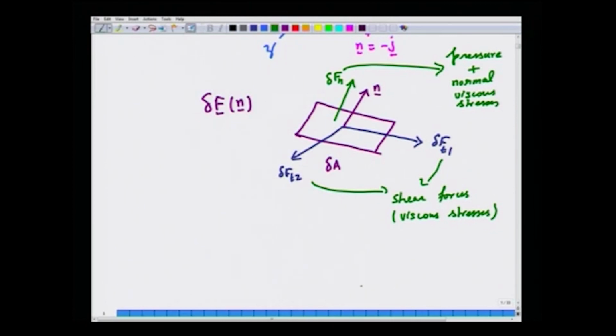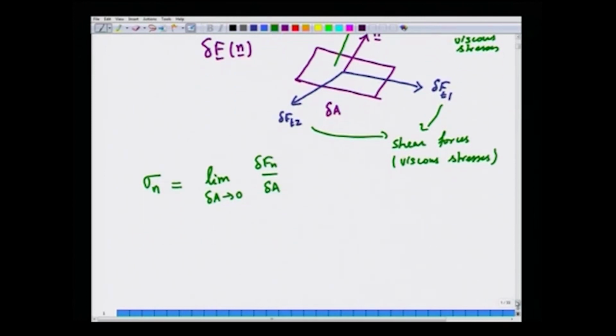So, it is normally convenient to write the force per unit area as the normal stress sigma n, the limit as delta A tending to 0 of delta f n by delta A, and likewise the shear stress is denoted as tau n 1, the limit as delta A tending to 0 of delta f t 1. Let me explain the notation.